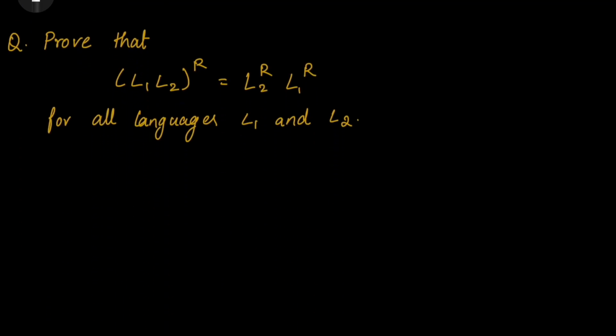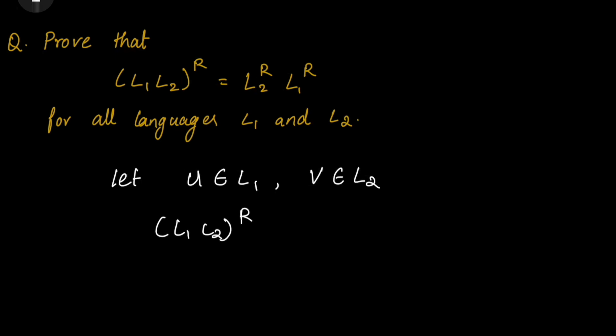Let's move on to another question. Prove that (L1 L2) reverse is the same as L2 reverse L1 reverse. Okay, so for this let's take a few variables. Let U be an element of L1 and V be an element of L2. So (L1 L2) reverse would imply, let's substitute these variables, (UV) reverse. So this is a generic string in this language.